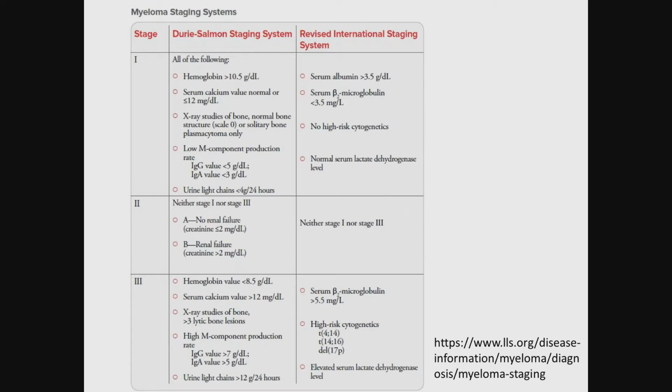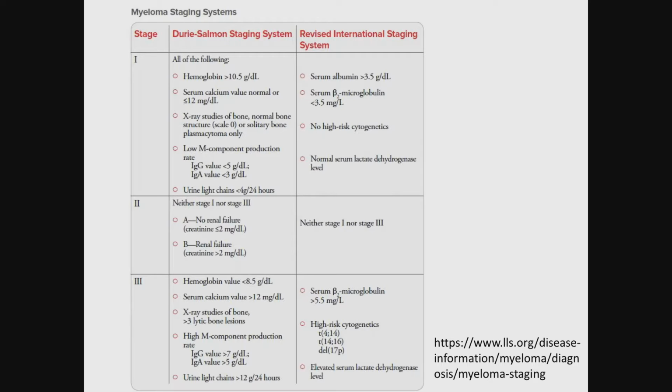So in the Durie-Salmon staging system, a patient who is in stage 1 is found to have a very low M component production rate. That's what I'm showing over here. And that really corresponds to the amount of disease activity as measured by their immunoglobulins. And since this is a blood cancer, that's a very good marker of what's going on with the patient.